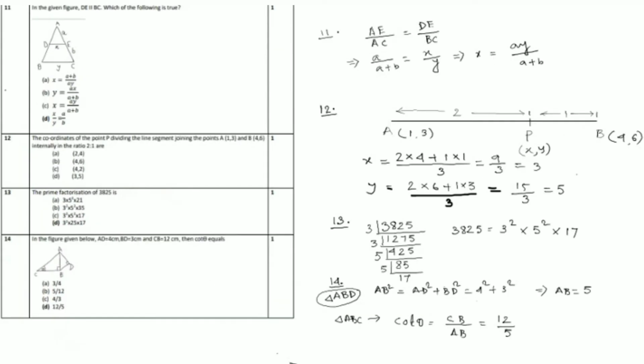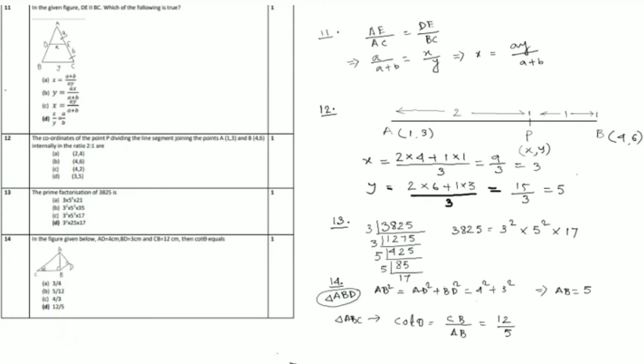Now we will solve question number 11, and the question is, in the given figure DE is parallel to BC, which of the following is true? Here it is a given picture of triangle ABC, and here DE is parallel to BC. Okay. And now we have to find out the value of x or y, which will be the right statement. Here you can see the ratio AE by AC is equal to DE divided by BC. What is the value of AE? It is a, and AC will be a plus b.